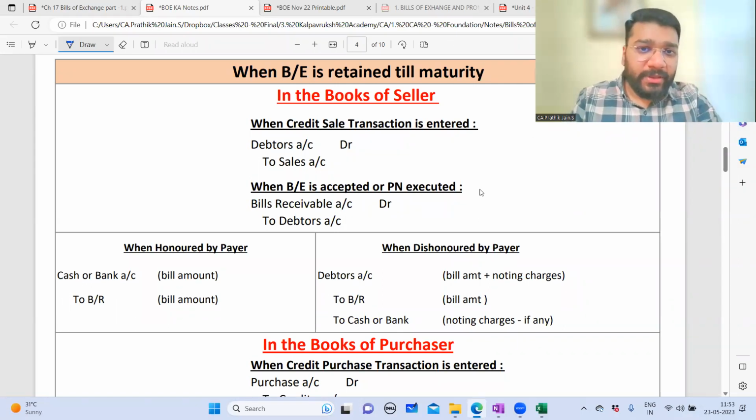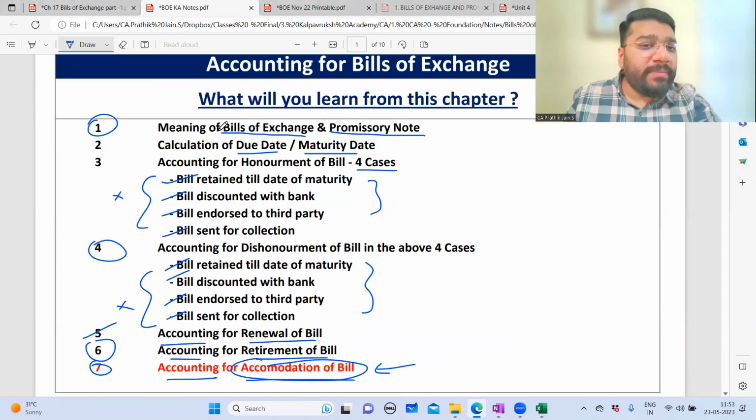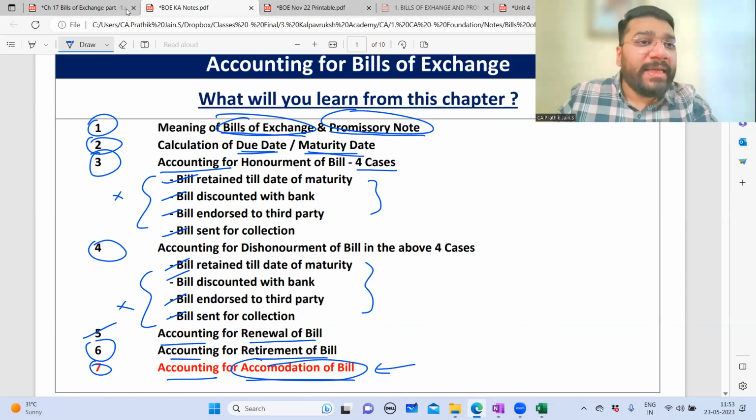So let's continue. Guys, now straight away we'll be heading towards the 4 cases which I was discussing in the beginning, people. If you remember, we agreed that we will discuss the meaning of bill of exchange and promissory note. So we understood the meaning. Second thing, we understood how to calculate the due date or the maturity date. Now we'll understand in these 4 scenarios how the accounting treatment is done if the bill is honored on time. So in these 4 cases, we'll see one practical question in each case.